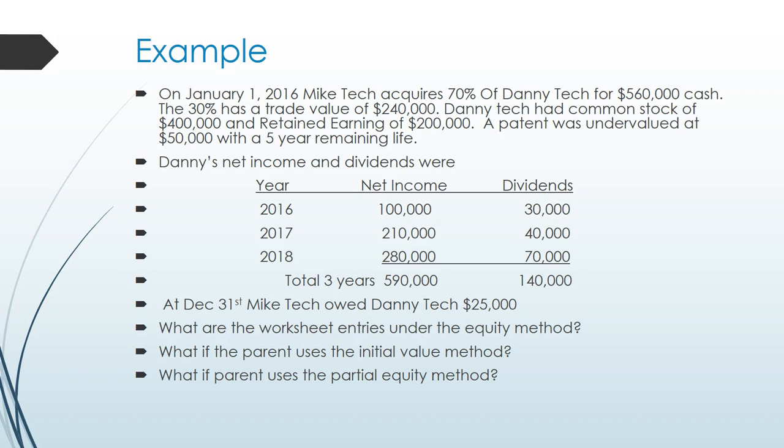Danny's net income and dividends for the 3 years were a total of $590,000 in net income and $140,000 in dividends. At December 31st, Mike Tech owed Danny Tech $25,000. What are the worksheet entries? Again, we're going to look at the equity method, the initial value method, and the partial equity method.